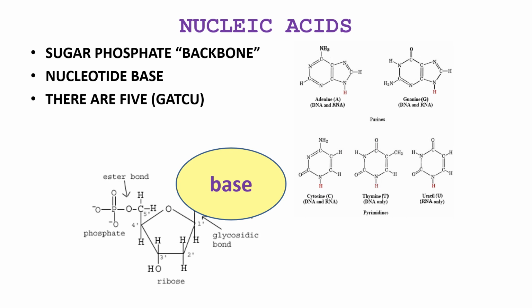Again, nucleic acids are composed of nucleotides. A nucleotide consists of phosphates, a sugar. In the case of DNA, it's deoxyribose. In the case of RNA, it's ribose, and then one of the bases. And like we talked about, it's adenine, guanine, cytosine, thymine, and in the case of RNA, uracil replaces thymine.